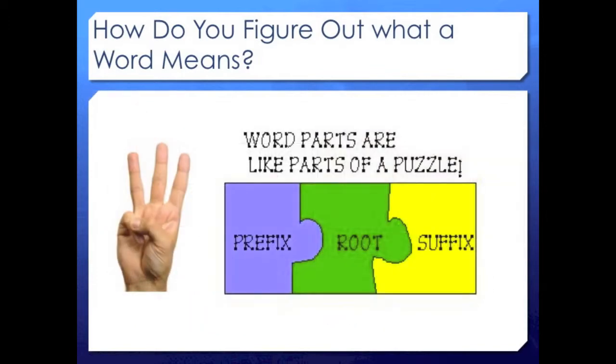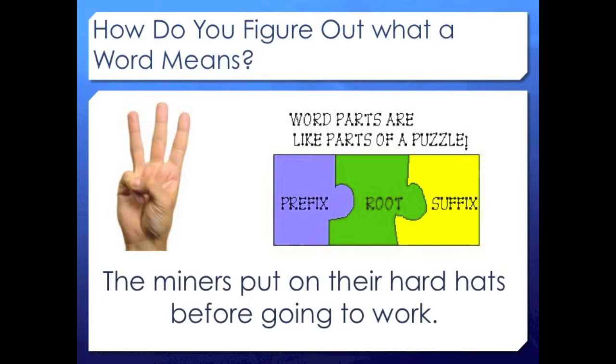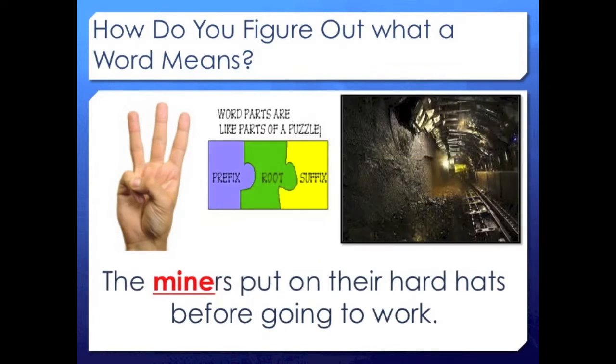Or 3, use word parts. If the context doesn't help you, look at the parts of the word. Does it have any parts that you know? These can help you figure out what it means. Read this sentence. The miners put on their hard hats before going to work. If you don't know the meaning of miner, try looking at parts of the word. You might know that a mine is a place underground where people get coal and other valuable things.